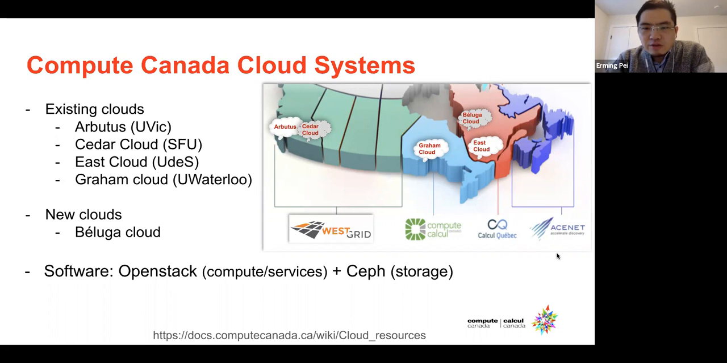In each region, there is a bigger system, and most of them have a cloud in their region, like Arbutus and Cedar Cloud, which are in BC, and Graham, which is in Ontario, and Beluga Cloud or East Cloud, which are in Quebec.